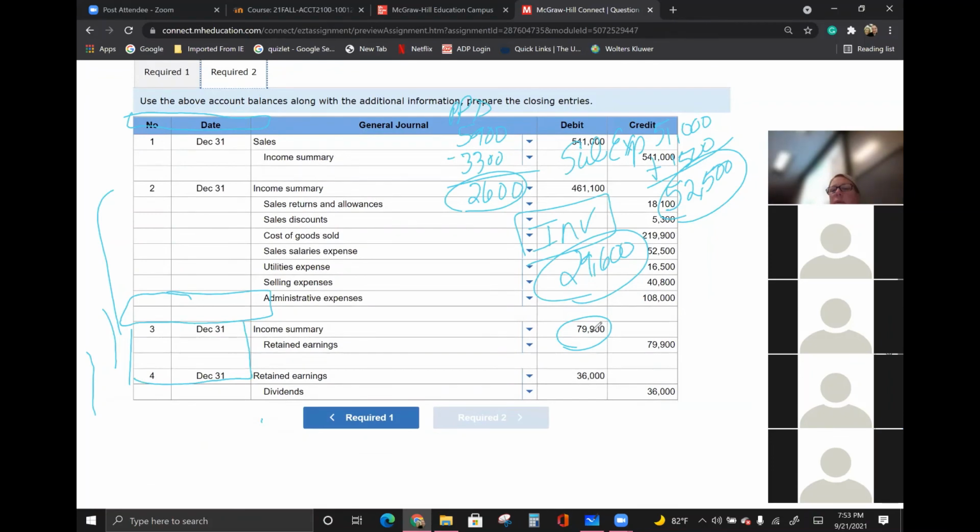Okay, let's look at this one. So income summary had two numbers. It had a credit of the 541 for the sales and it had a debit of 461.1 for the expenses. So if you take the difference of that, it's the 79.9. It would have been sitting as a credit, so we have to debit to get rid of it and then credit retained earnings.